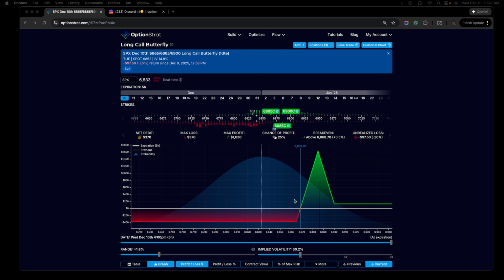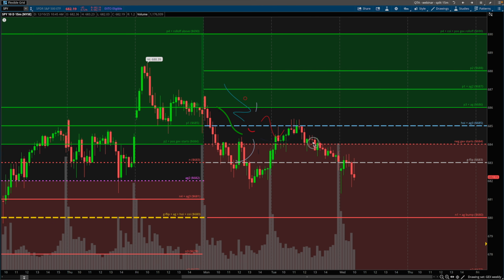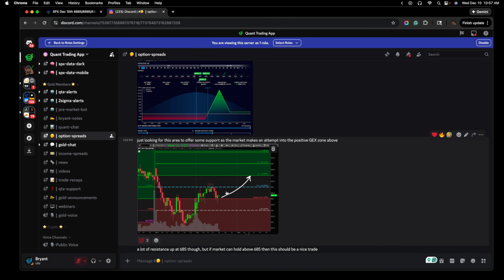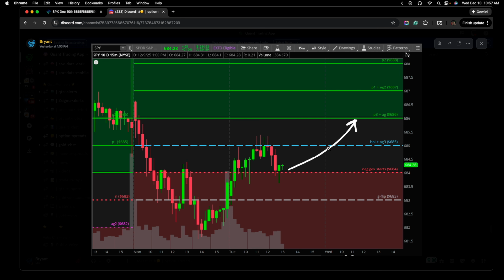Yesterday, I opened a 1 DTE broken wing butterfly spread on the SPX. I was expecting the markets to go up into today, or at least I had thoughts that it would go up. I didn't have massive conviction in the markets going up. It was just a very quick idea that came across my mind as I liked the way the market was showing that there were some potential supports at this level.